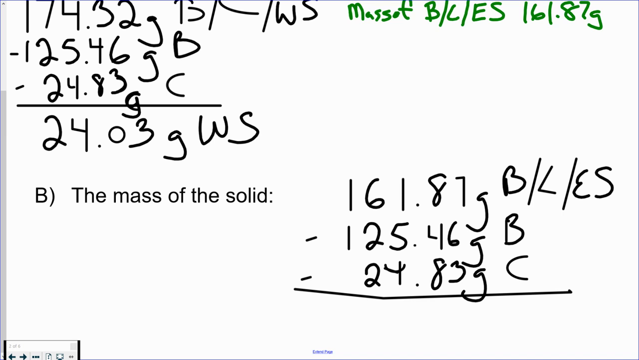Plug that into your trusted calculator, and you should get a final answer of 11.58 grams of evaporated salt, aka the solid. The reason that we call it evaporated salt is that the water evaporated, leaving just the salt behind. All right, let's move on into the next problem.